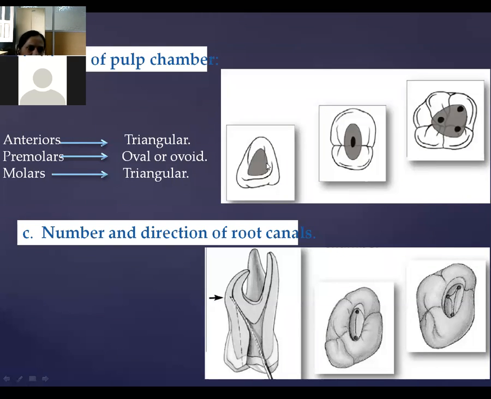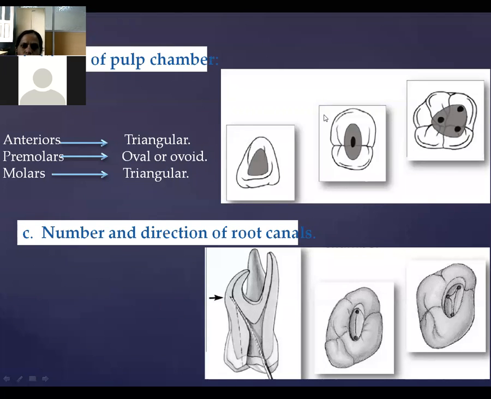If you take a cross section at the floor of the pulp chamber for the central incisor, you can see it like this. You will see this is the incisor ledge and this is the triangular access cavity. So the base of the triangle is towards the incisor ledge, and the apex is towards the cingulum.